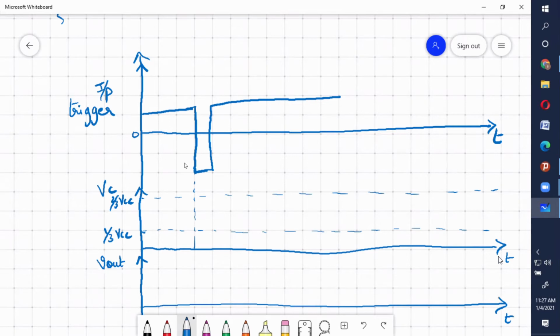Okay, students, now we'll fill this graph slowly. When you switch on this circuit, what will be the capacitor voltage initially? 0. So I'll assume that the capacitor voltage is initially 0. Now we'll analyze the circuit.